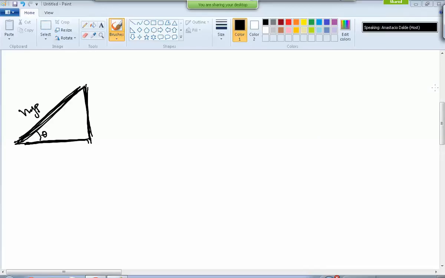What is the hypotenuse? The hypotenuse is the longest side of a triangle. This only applies to right triangles, of course. It's the longest side, and it's also the side that is across from the 90-degree angle. Is everyone cool with that? Now, if this were theta down here, what side is this in relation to theta? The opposite side. Is everyone cool with that?